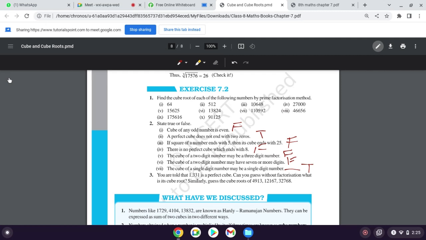We have finished exercise 7.1 and 7.2. In these exercises, first you have to learn the cube roots with the help of prime factorization. When you find the exact cube root of a number, that will be the exact cube root of the given number. If not, it is not. In 7.2 we learned how to cancel the cube root. I hope you understand each and everything of this chapter.